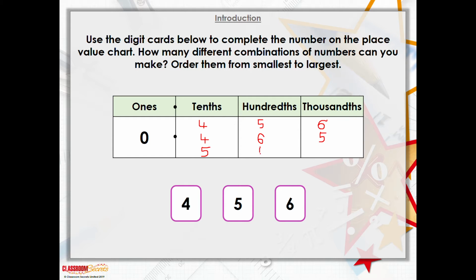And we'll have the 4 in the hundredths column and the 6 in the thousandths column. Keep the 5 in the tenths column, and this time swap around the 6 and the 4. Okay, now that's all I can do with the 5 in the tenths column. So now we're going to start with the 6 in the tenths column. And we're just going to simply put the 4 in the hundredths column and the 5 in the thousandths column.